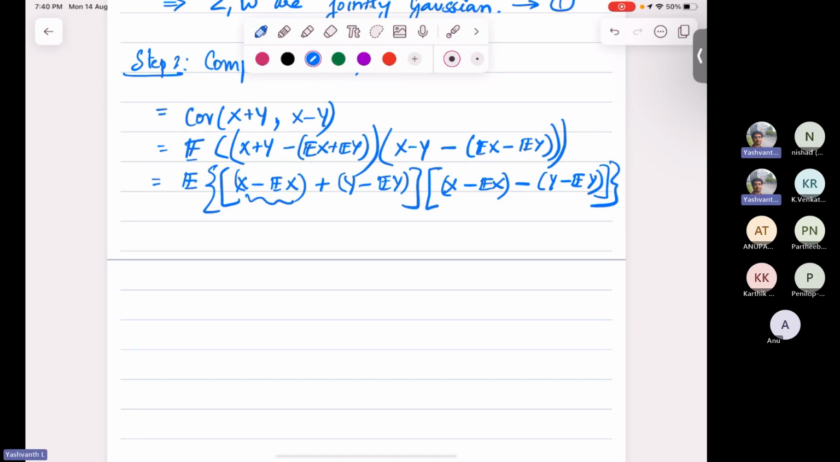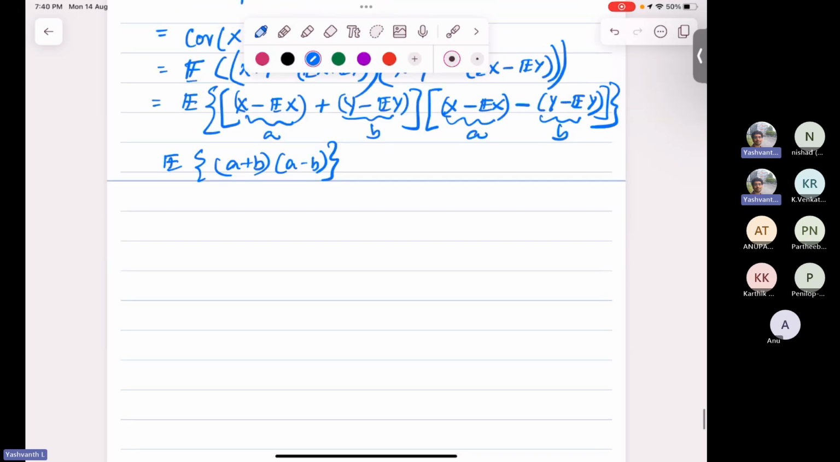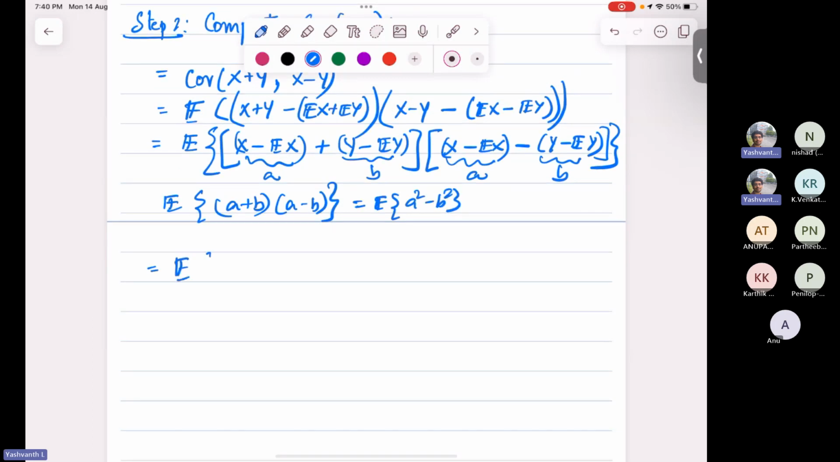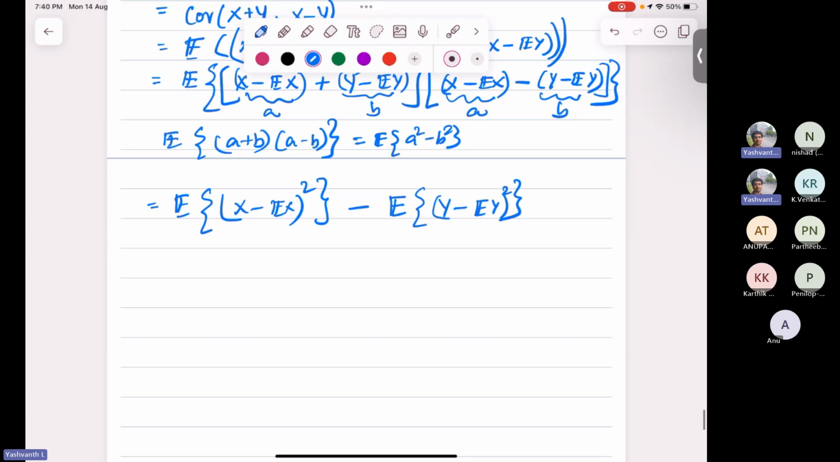Now this is of the form A, B, A, B. So what is this of the form? Expectation of (A plus B) into (A minus B). That's something but expect A square minus B square, right? Expectation of A square minus B square. What is A square? Expectation of (x minus expectation x) square minus expectation of (y minus expectation y) square. Now, can anyone complete the proof now?